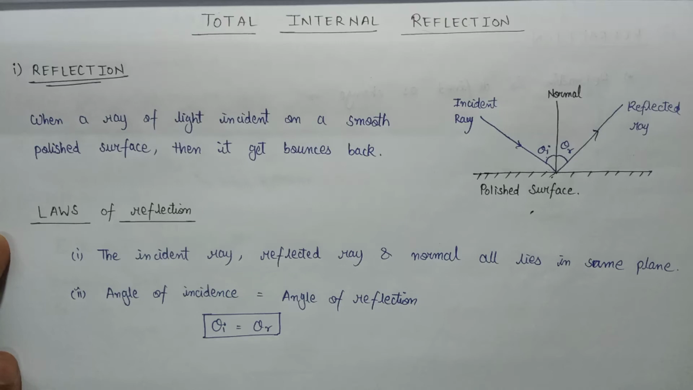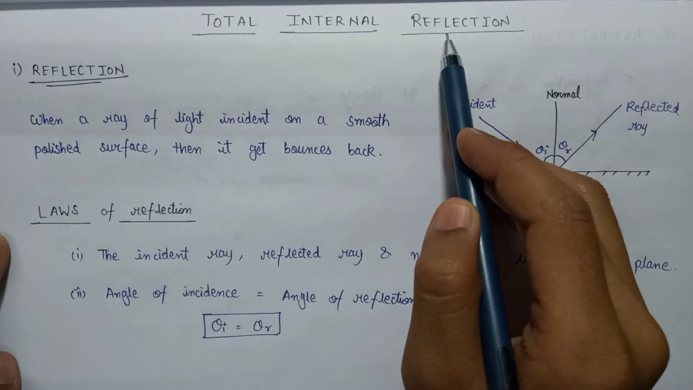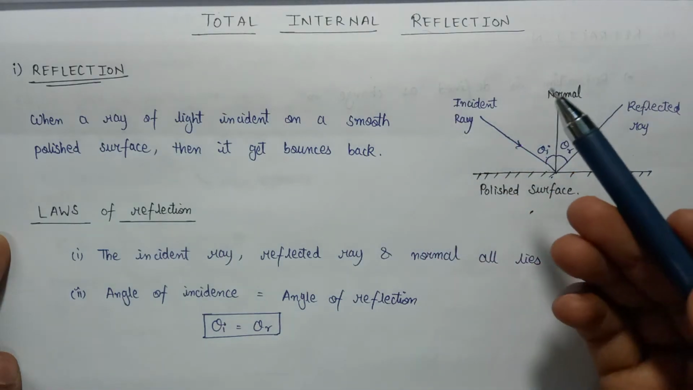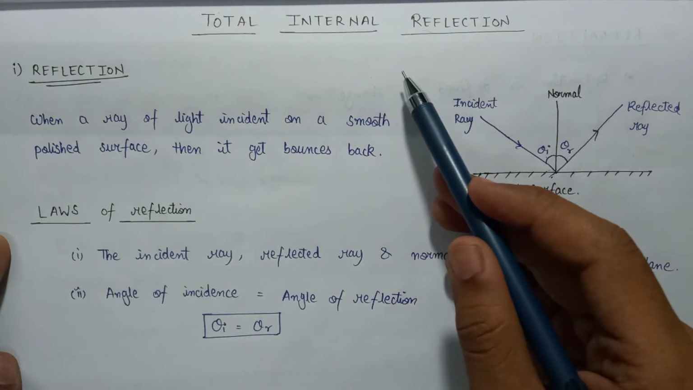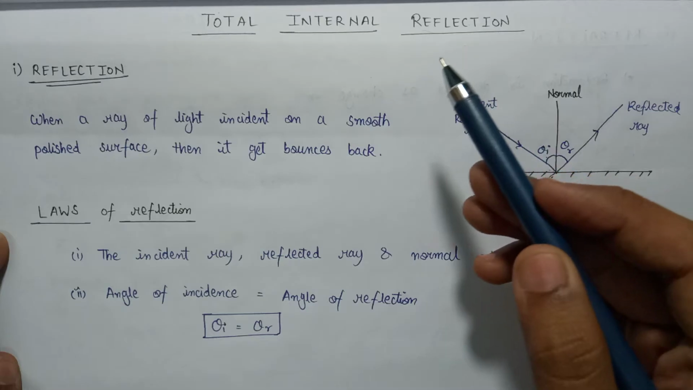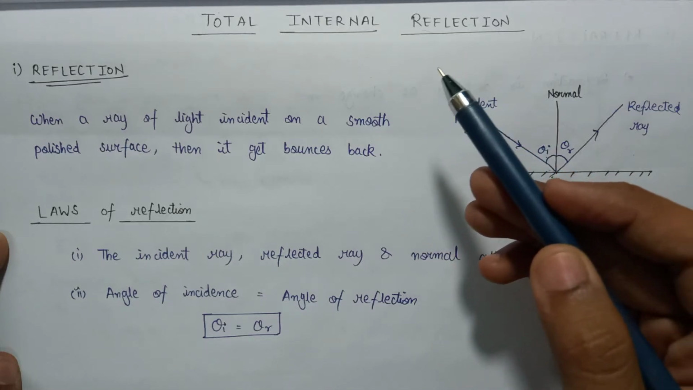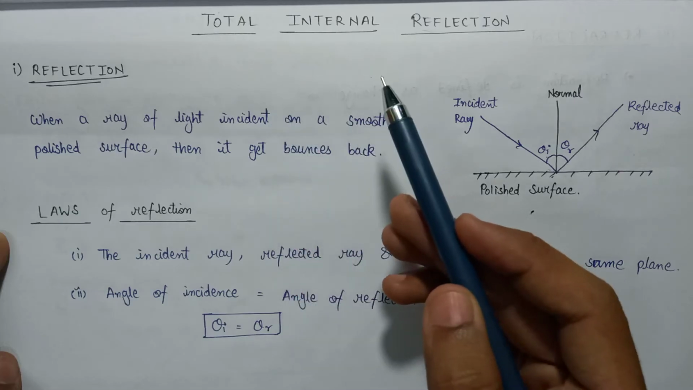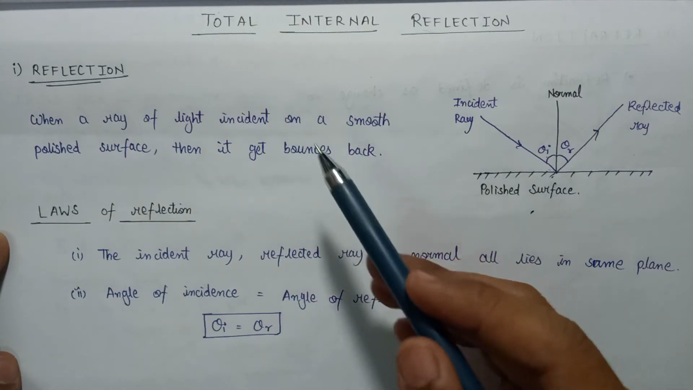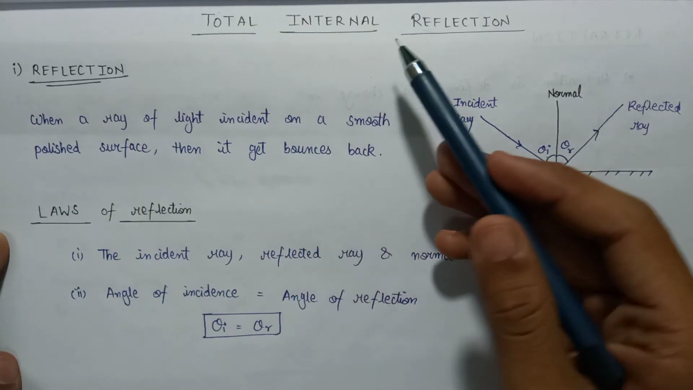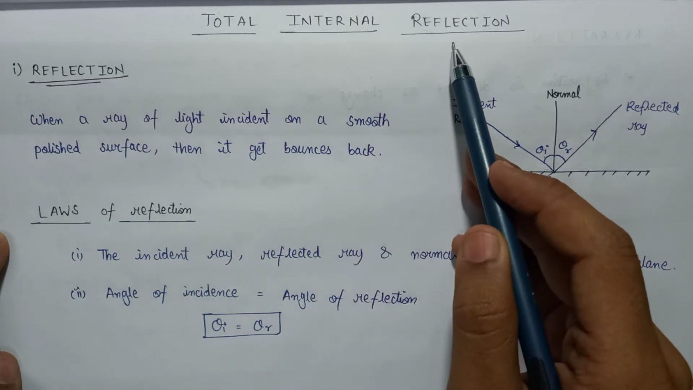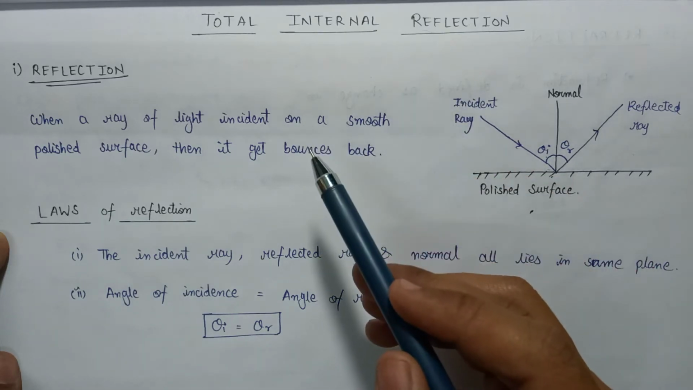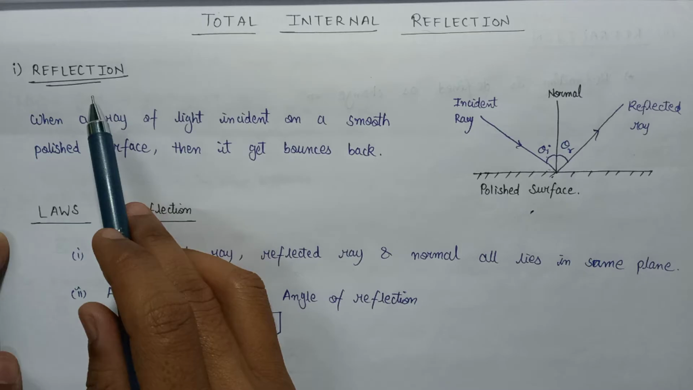Welcome all. In this lecture, we are going to study total internal reflection. But before studying total internal reflection, we should have a look at three phenomena, that is reflection, refraction and then critical angle. After studying these three phenomena, we will study total internal reflection. So let's have a quick review of reflection first.